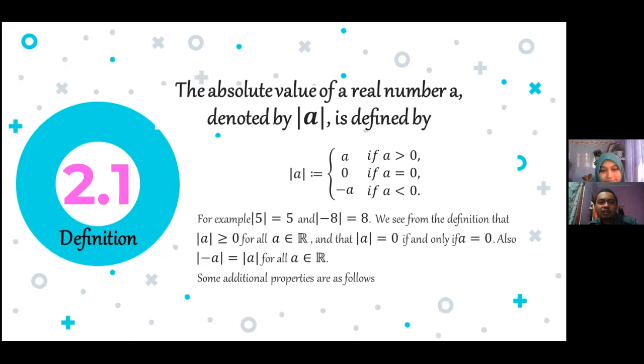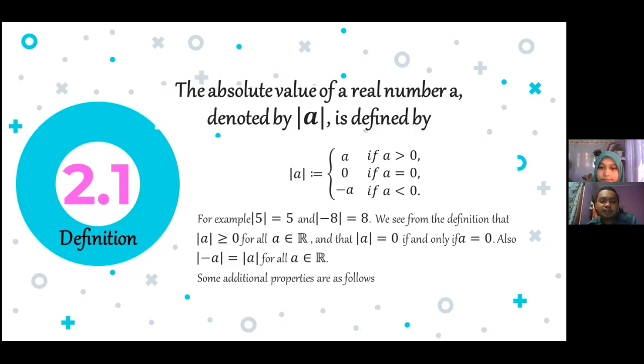This is our material. First is Definition 2.1. The absolute value of a real number A, denoted by |A|, is defined by A if A is greater than 0, 0 if A equals 0, and negative A if A is less than 0. For example, the absolute value of 5 equals 5, and the absolute value of negative 8 equals 8.